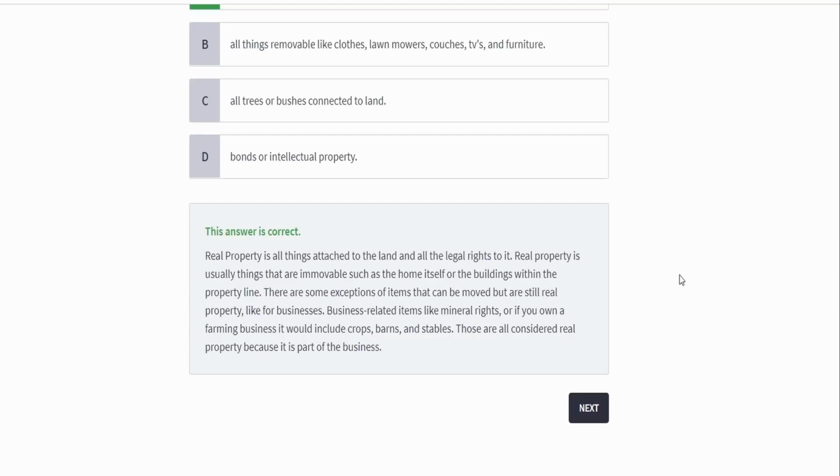Now there are some exceptions of items that can be moved but are still real property, like business-related items such as mineral rights, or if you own a farming business, remember earlier guys, that would include crops, barns, stables. Those are considered real property because it's part of the business. And don't get that confused with emblements, which are personal property, because remember, that's specifically with a tenant. But again, business-related items, that's a general statement. So if you own any mineral rights, like an oil company, or if it is a farming company, it would be like the barn or the stable. Again, that would be real property because it is attached to the land and is the legal rights to it.